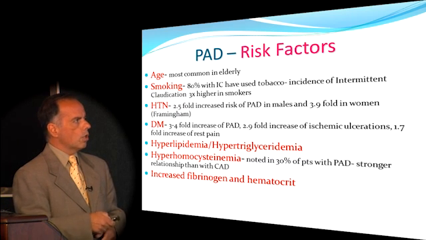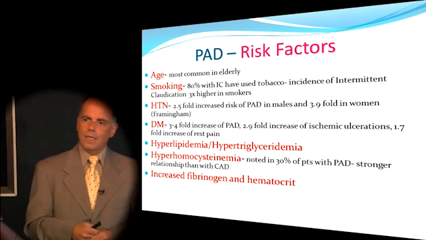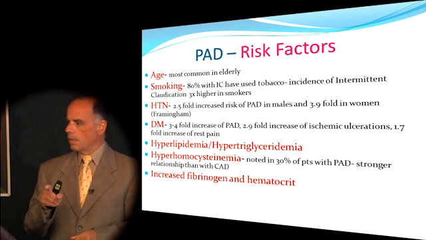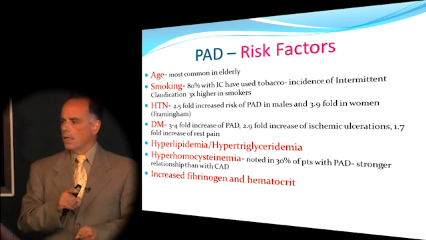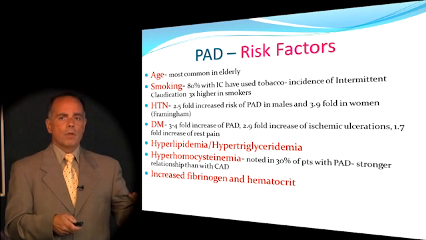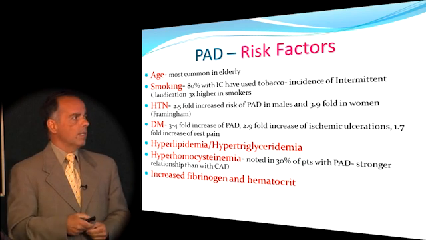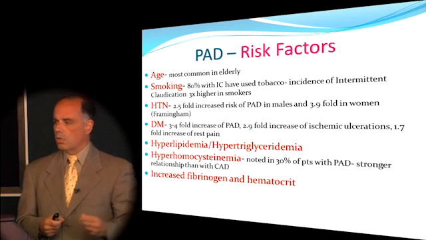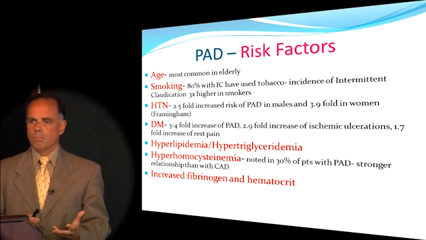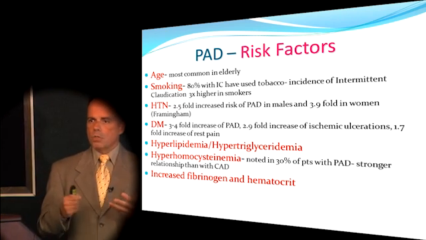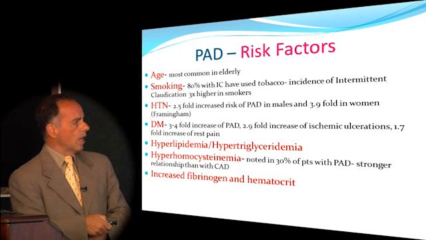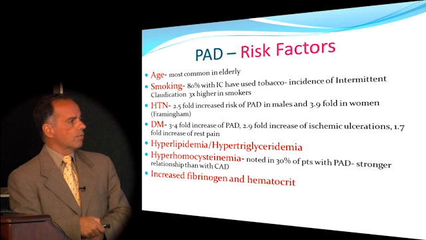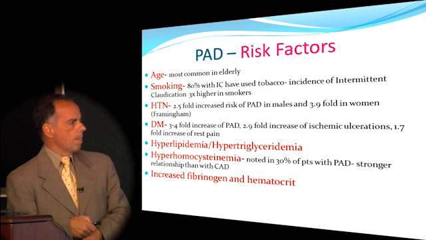Smoking is a much stronger risk factor for PAD than for CAD. So 80% of people with PAD who have intermittent claudication, that's what IC stands for, the syndrome that we just talked about, have used tobacco. So most of the PAD patients were ex-smokers or current smokers. Hypertension is not as big of a factor for PAD as it is for CAD.